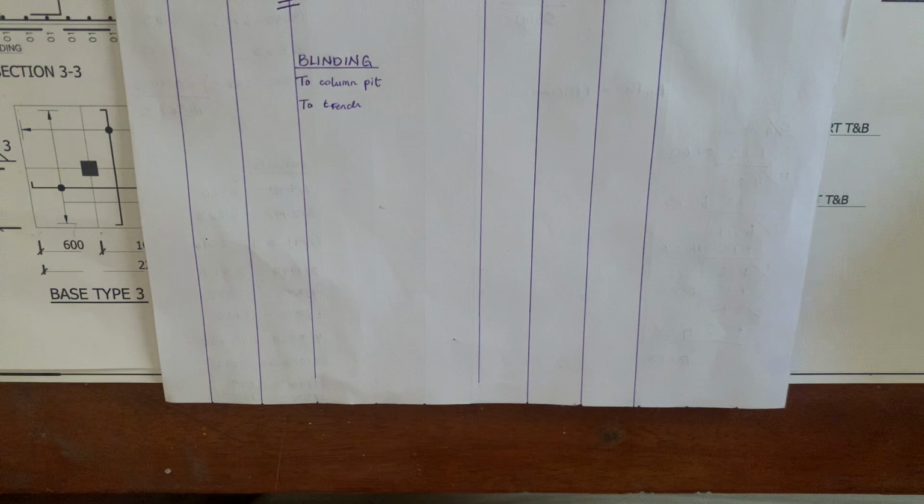So the blinding is that mixture of cement, sand, and sometimes aggregates that is used to give a little bit of leveling in order to prevent settlement for when we place our in-situ concrete work in the foundation. So we have to be measuring for that, and we all know that the unit for blinding is meter cube, meaning volume. So to measure for our blinding, we have to know that the blinding is laid on both the column pit and the foundation trench.